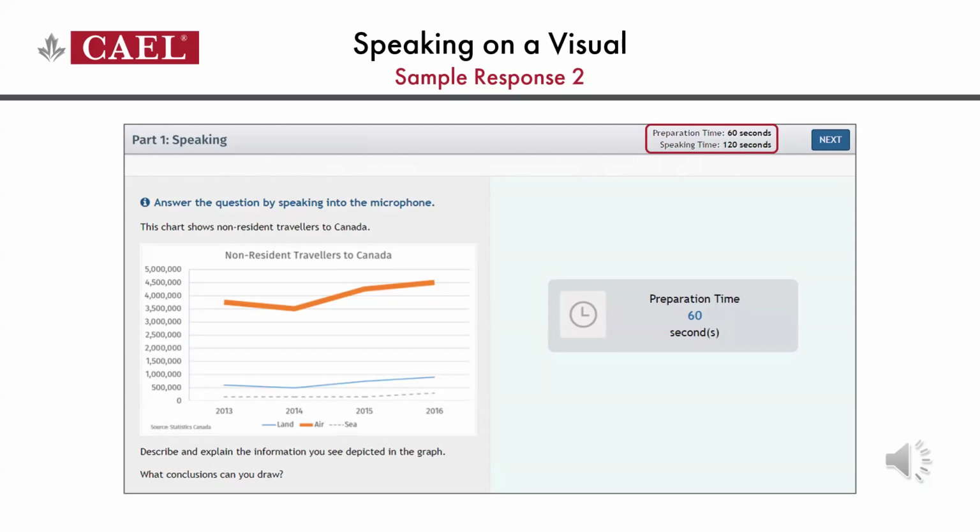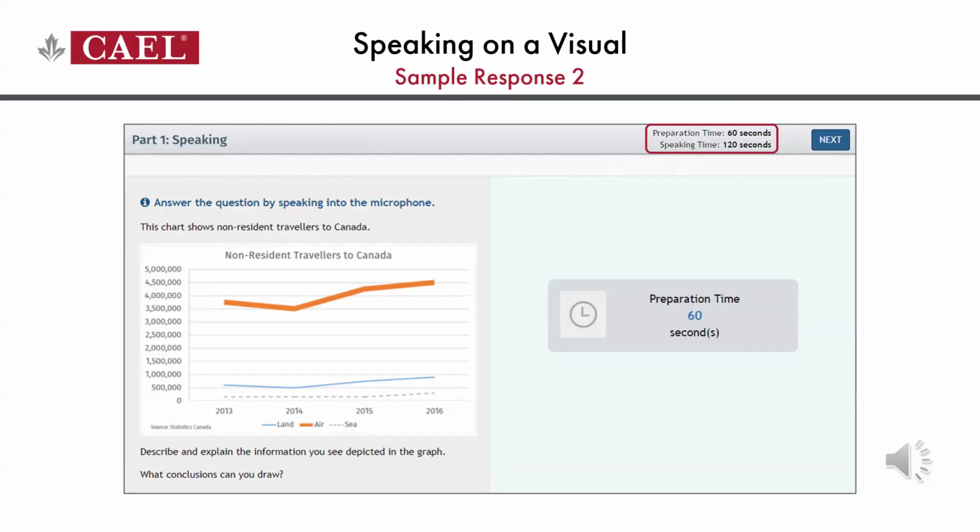After that, however, travel by land and air increases from the years 2014 to 2016. This, we can conclude, means that travel to Canada by any means was on the increase, more popular and more desired, with even a greater increase between 2014 and 2015 than there is between 2015 and 2016 by air.